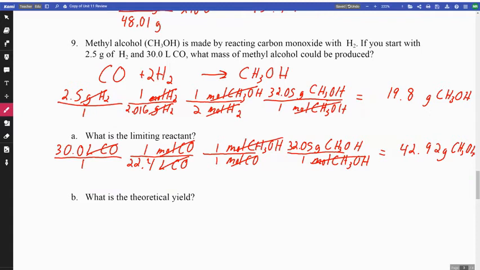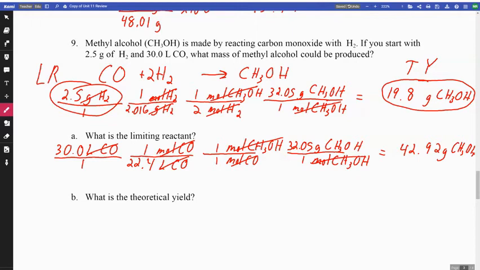Okay, so now the lower of the two is our theoretical yield. So that's this one right here. That's our theoretical yield, which means the 2.5 grams of H2 is our limiting reactant. Okay, so 2.5 grams of H2 is our limiting reactant. Our theoretical yield, like we said, is 19.8 grams CH3OH.